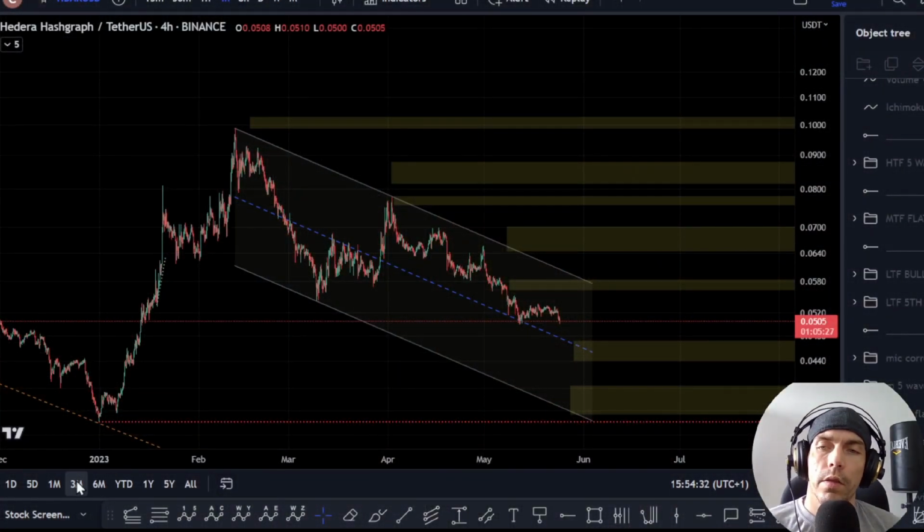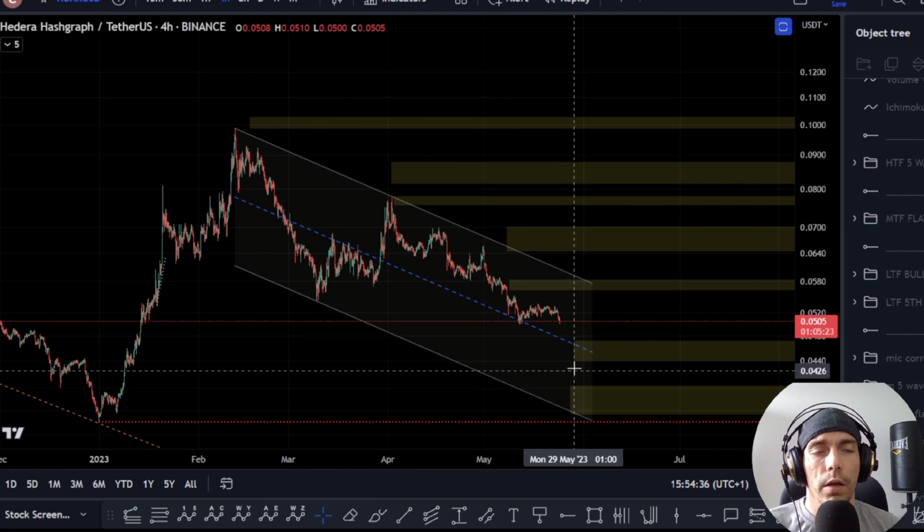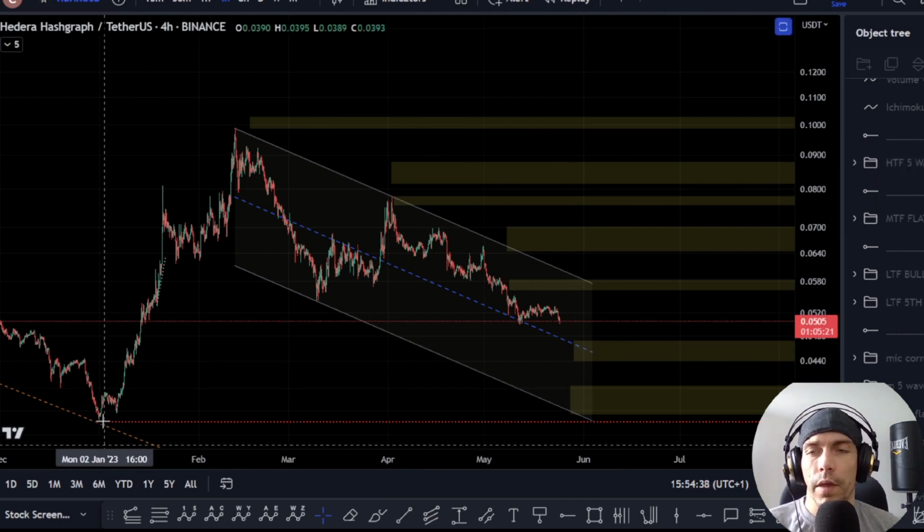Today we're going to be having a look at HBAR. Let's get into the price action and see what's going on. Okay, so we're looking at this in two ways, and primarily what we're going to be doing is going over that bullish scenario first, and then we're going to go over that bearish one.